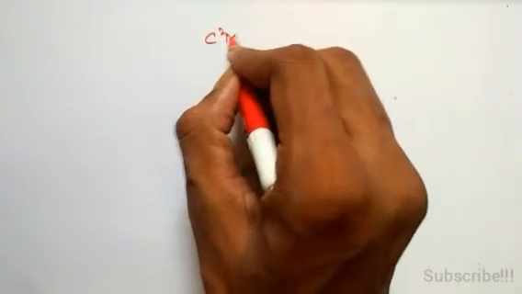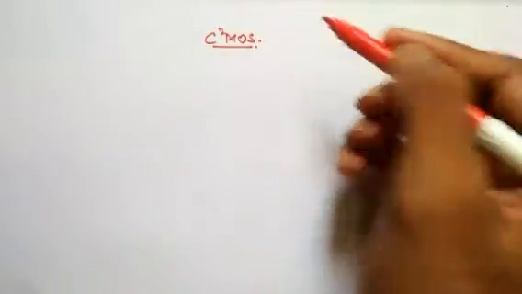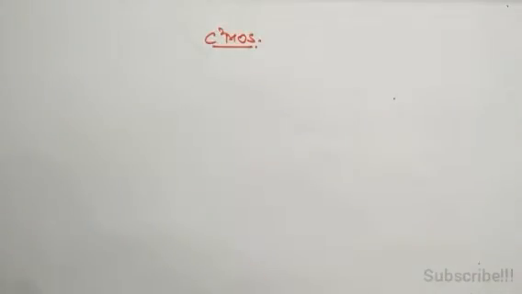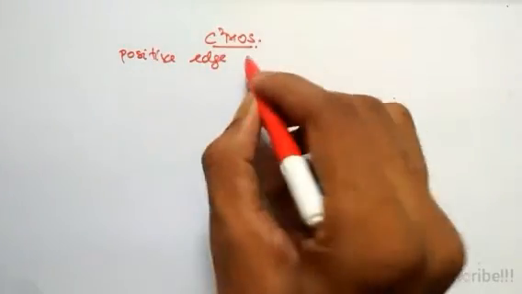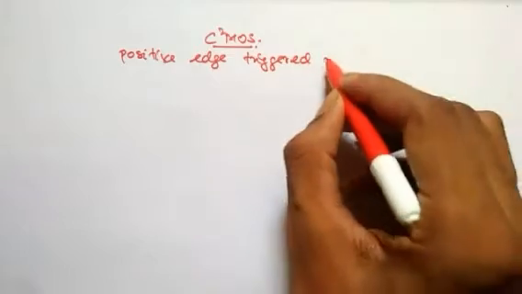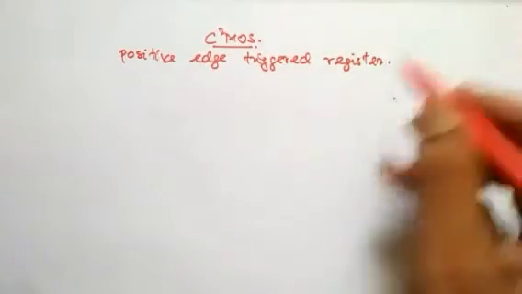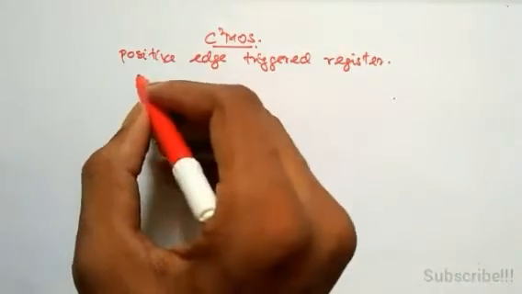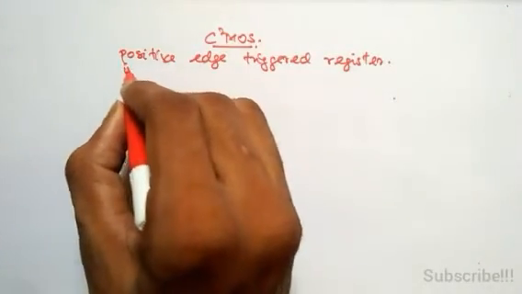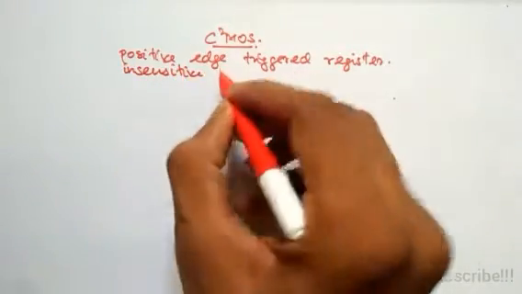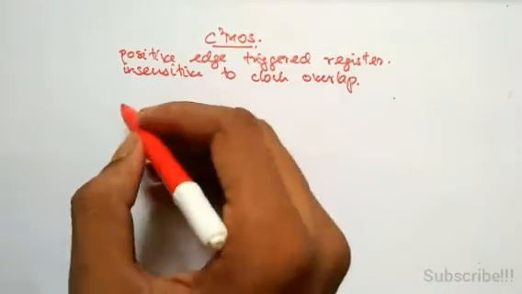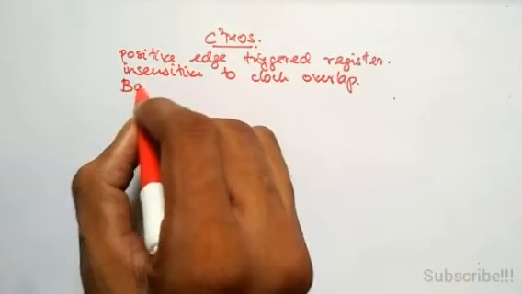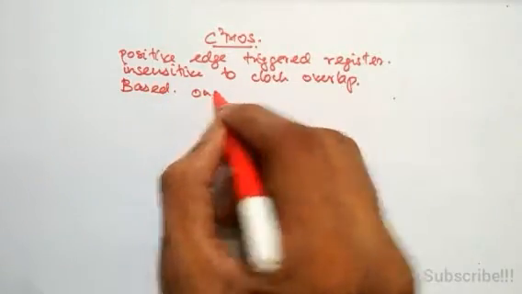Hello everyone, in this video we are going to see about the concept of C-square MOS. So the C-square MOS is similar to the positive edge triggered register. C-square MOS has an important property, that is insensitivity to clock overlap. So it is constructed based on the master slave concept.